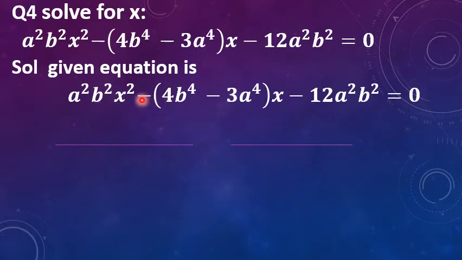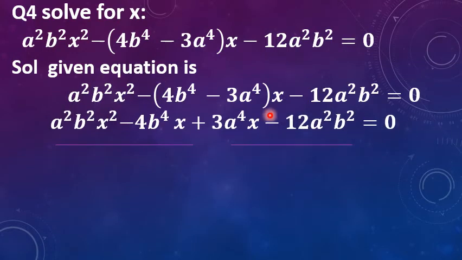Here in the whole equation, the minus sign is multiplying with that part, 4b raised to the power 4 minus 3a raised to the power 4 bracket close into x, and the sign will be changed. So on multiplying the minus sign into that whole part, we get the equation a square b square into x square minus 4b raised to the power 4 into x plus 3a raised to the power 4 into x minus 12a square b square equals 0.